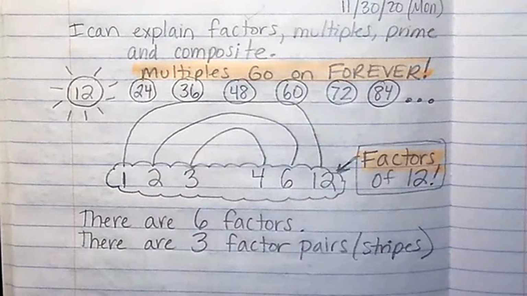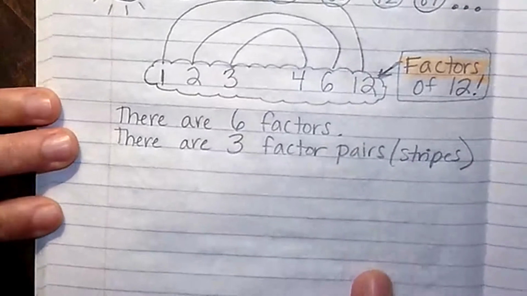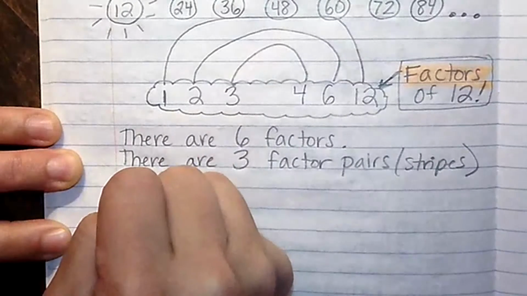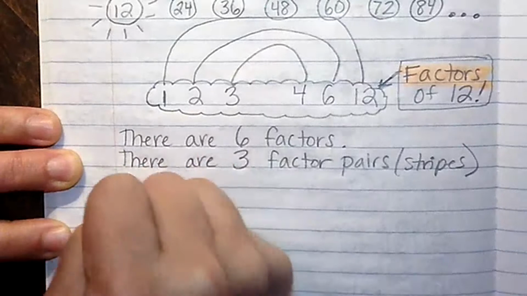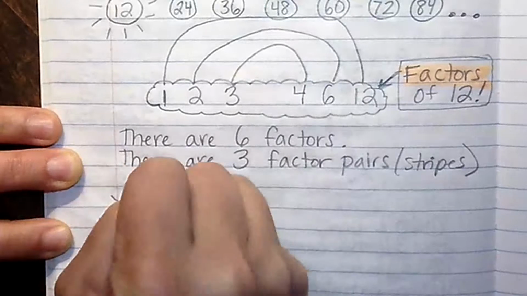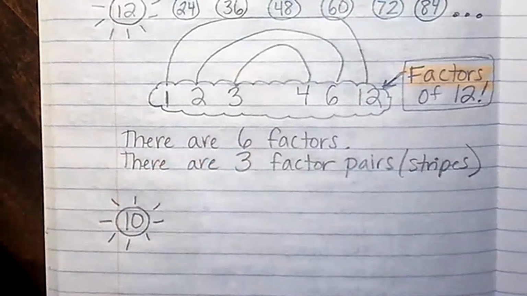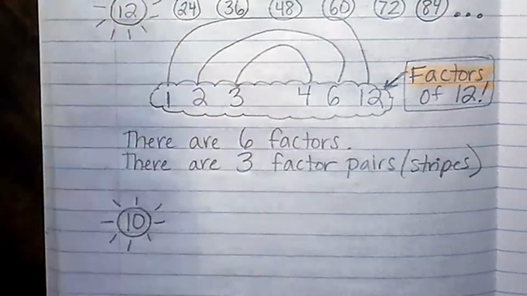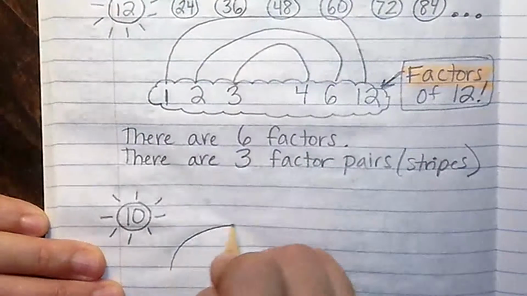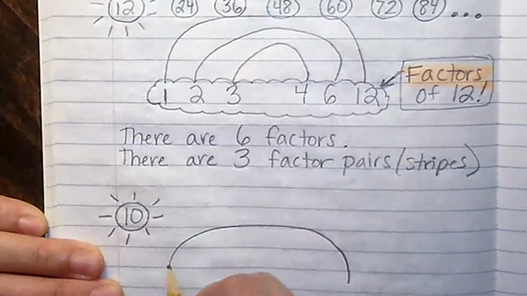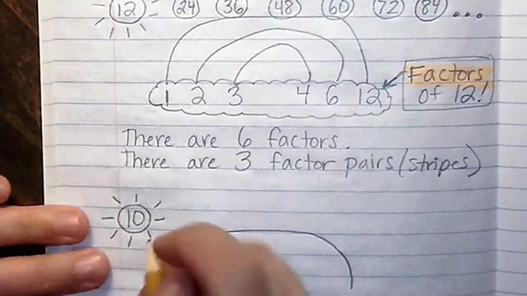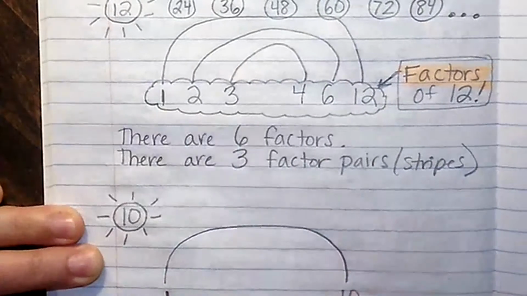All right, let's try another one. I'm going to come down just a little bit. I'm going to make a new sun. And this time it's going to be for the number 10. I'm going to skip 2 lines, then I'm going to put the number 10 in my sun. All right, so I have my number 10. I'm going to start by making a rainbow for the number 10. And I always start in the same place. I'm going to start with my rainbow, coming up to the line, but not going over it. My first factor pair is always 1 times the number. 1 times 10 gives me 10.